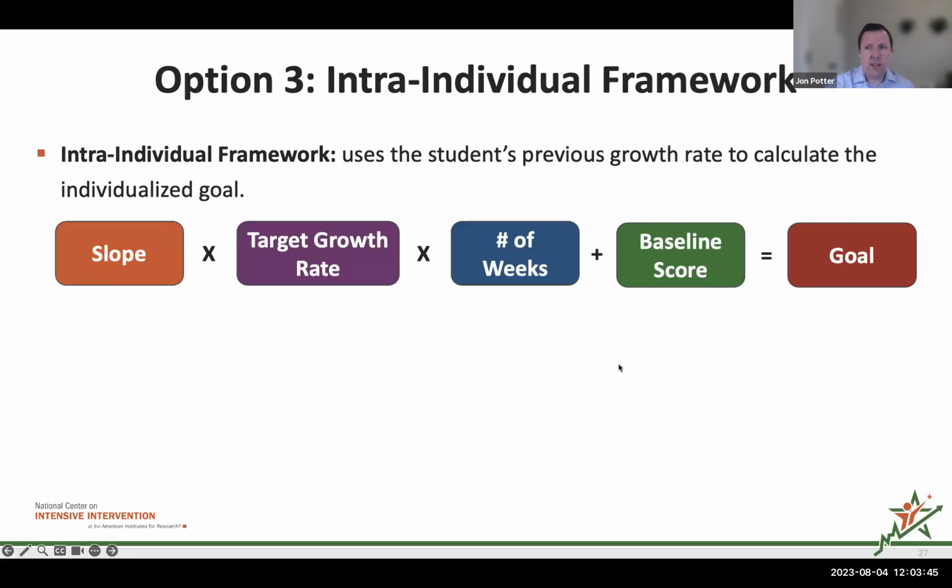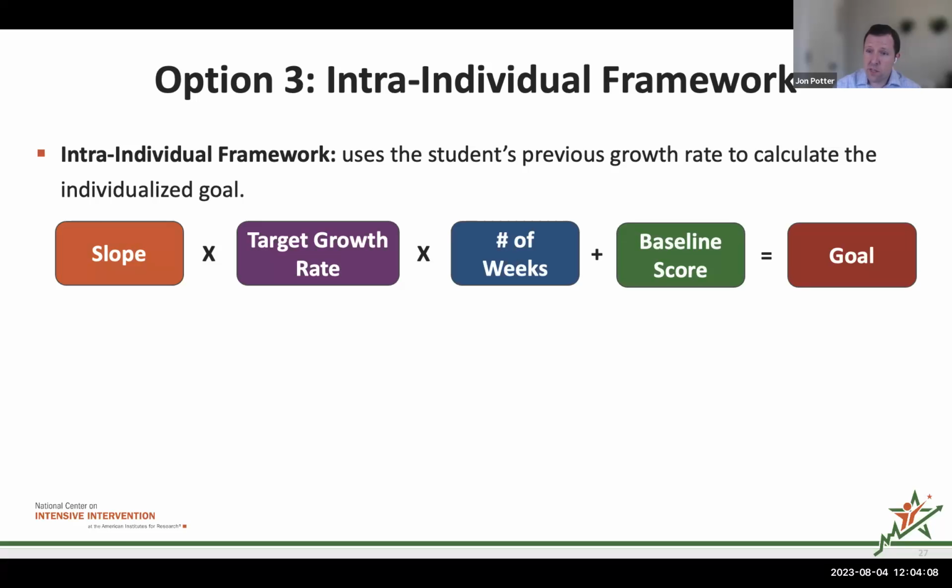So the third option is this intra-individual framework. And I think this is the more complex option. But in this way, we're going to use the student's previous growth rate to calculate an individualized goal. I would say this method is going to be more useful for kids who are starting the furthest behind. For kids with the greatest level of need, you may want to look at this level of growth.